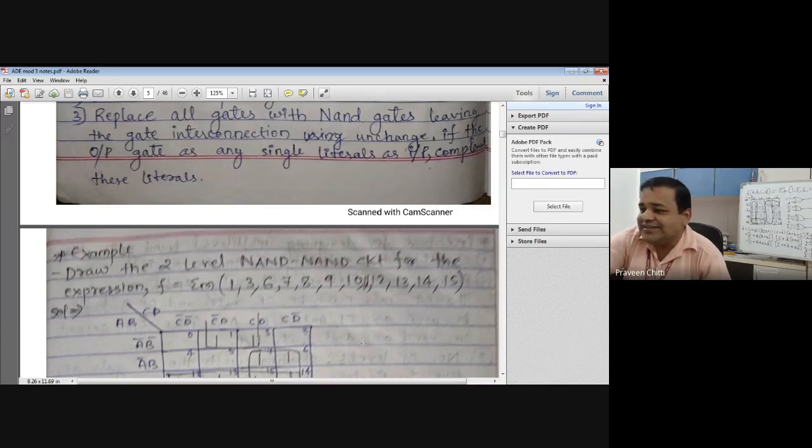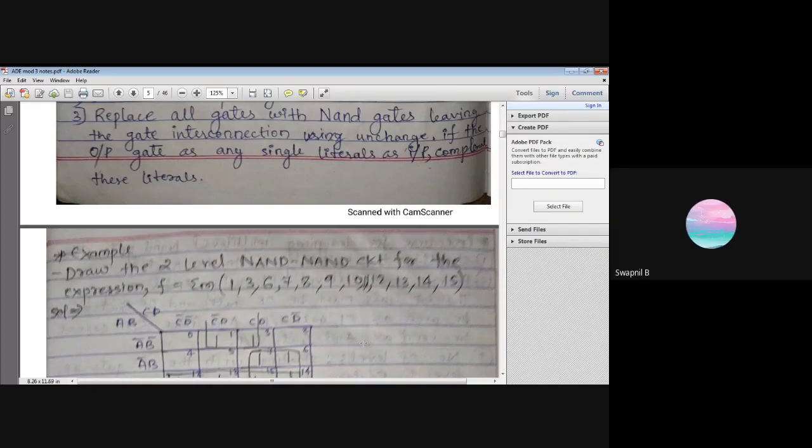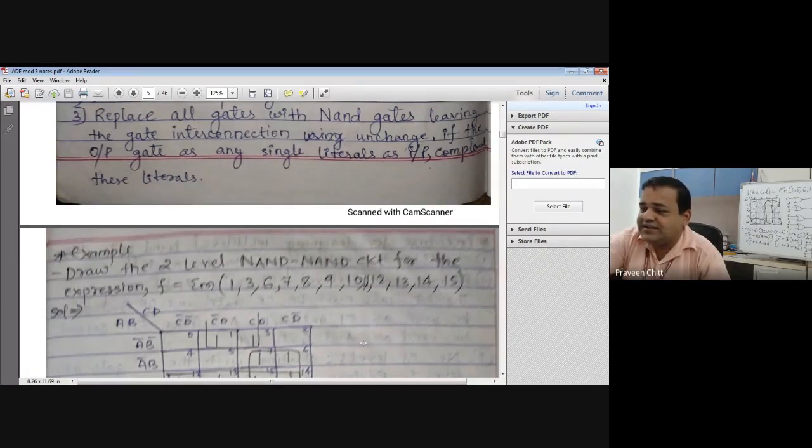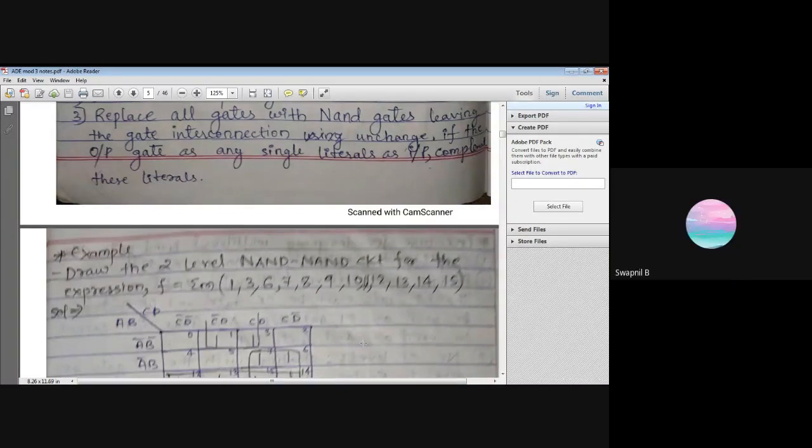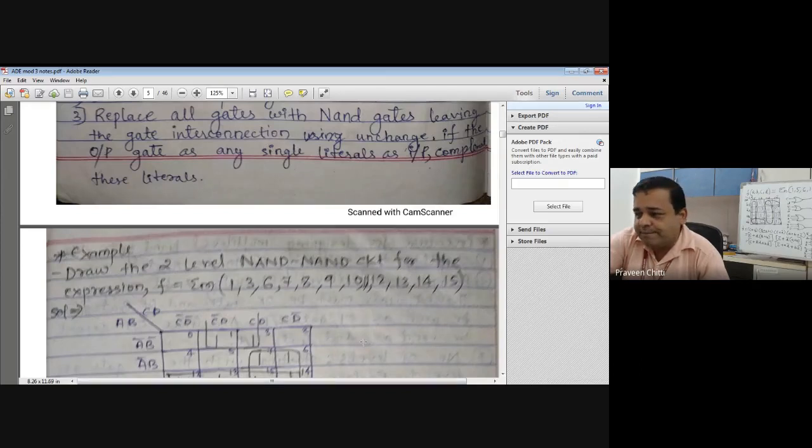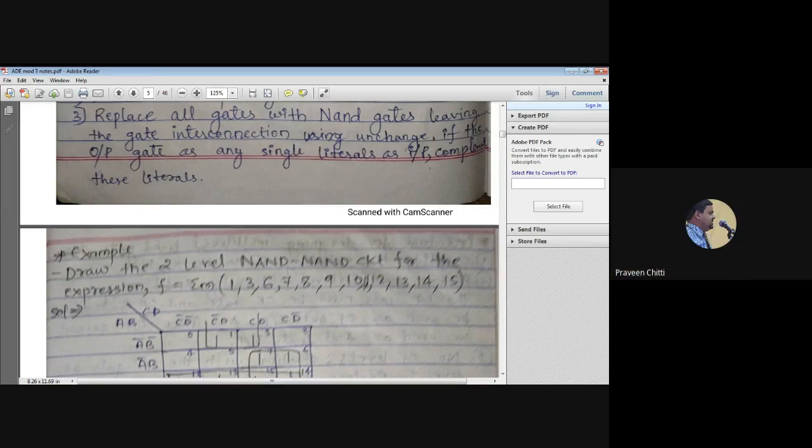Draw the two-level NAND circuit for the expression f equal to sigma m 1, 3, 6, 7, 8, 9, 10, 11, 12, 13, 14, 15. Is that visible now? All of you have taken down that?